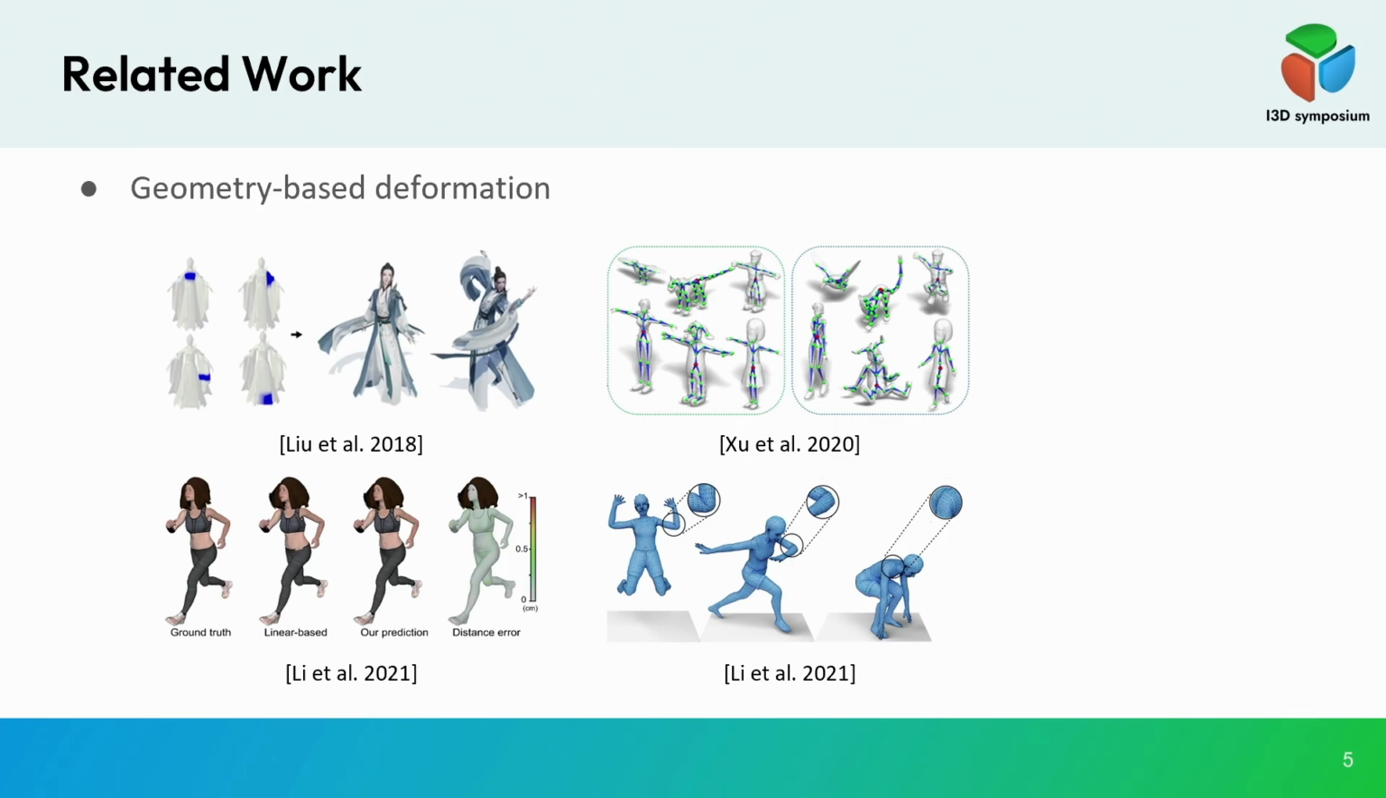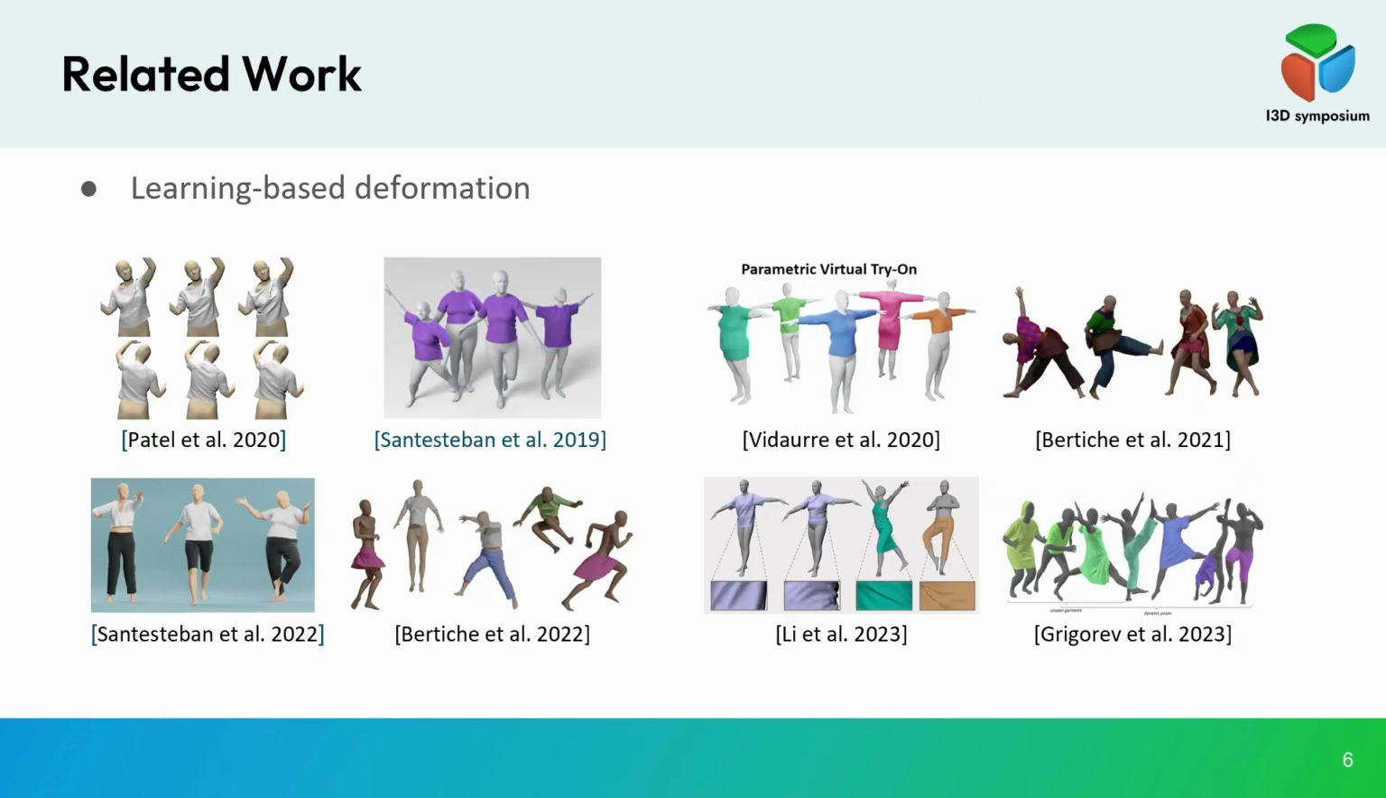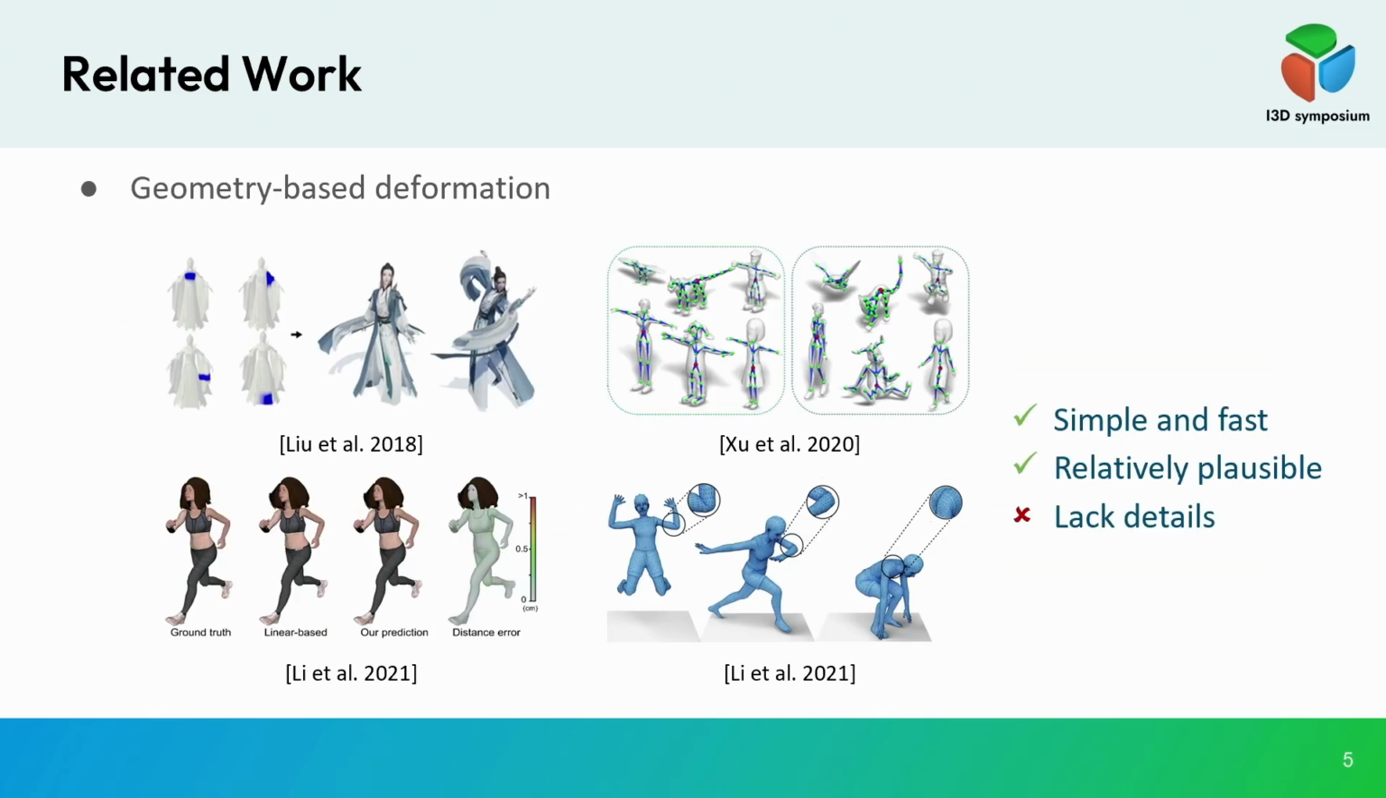On another front, researchers are using geometry-based deformation theory to investigate how neural networks can automate the creation of skin weights and blend shapes. And while these methods provide relatively fast and plausible results, they still face limitations in accurately producing folds and wrinkles.